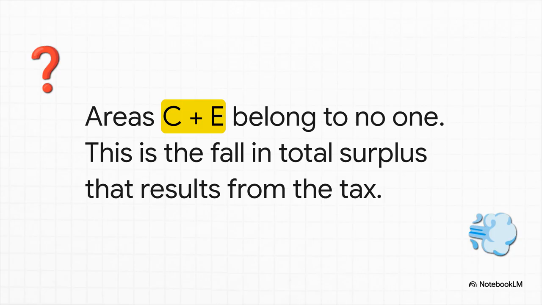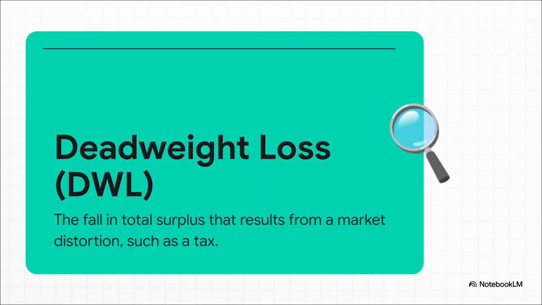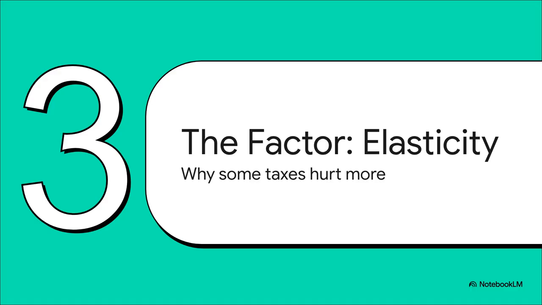They're just gone. This is the Zarya and Ethan story on a massive scale. C and E represent the value of all the deals that now don't happen because of the tax. It's pure lost potential. And this loss, this vanished value, has an official name. Economists call it deadweight loss. It's the total surplus that just disappears because of a market distortion like a tax. It is the value of all those trades that the tax prevented from ever happening. This is it, the true hidden cost of a tax. Okay, so this leads us to a really big question, right?